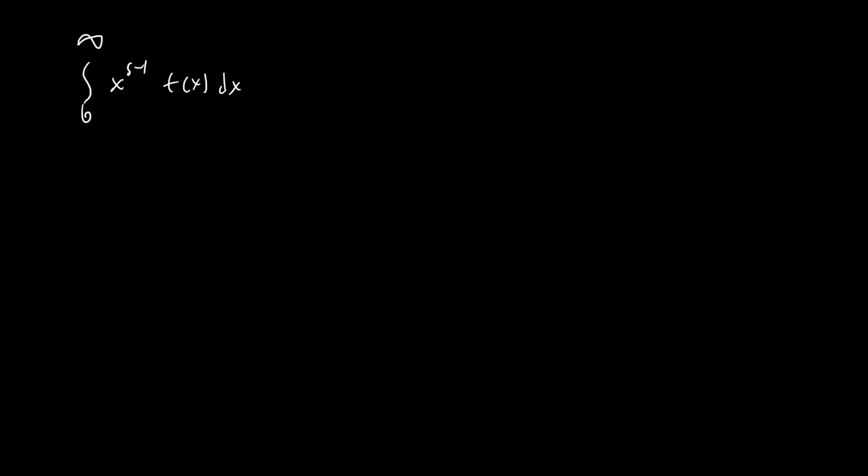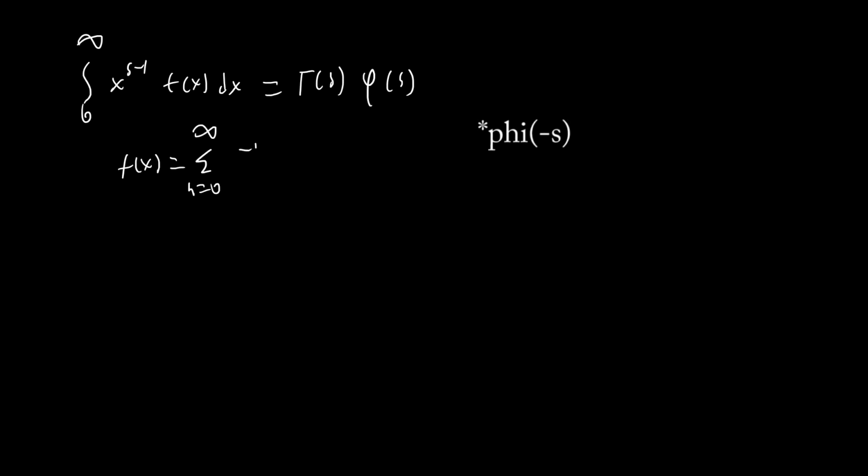So we are starting off big with Ramanujan's master theorem. This states that the integral from 0 to infinity of x to the s minus 1 times f of x, also known as the Mellin transform of f of x, is equal to gamma of s times phi of s, as long as f of x equals the sum from n equals 0 to infinity of negative x to the n, phi of n over n factorial.